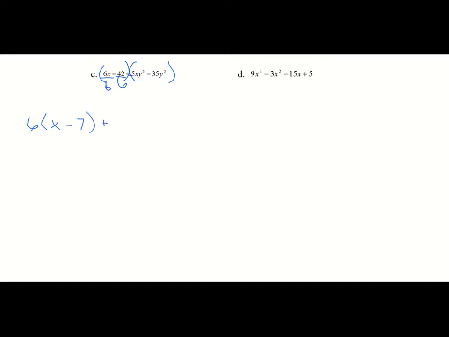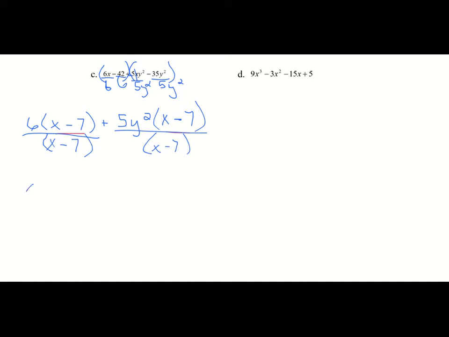plus my greatest common factor here looks like it's going to be 5y squared. So I'm going to put my 5y squared on the outside, and then I will be left with x for the first term minus 7. And if you notice here, again, I have in each term a factor that is alike. It's the expression x minus 7. So I'm going to divide everything by x minus 7, or both terms by x minus 7.